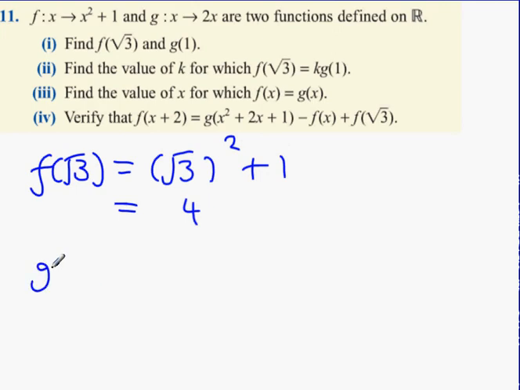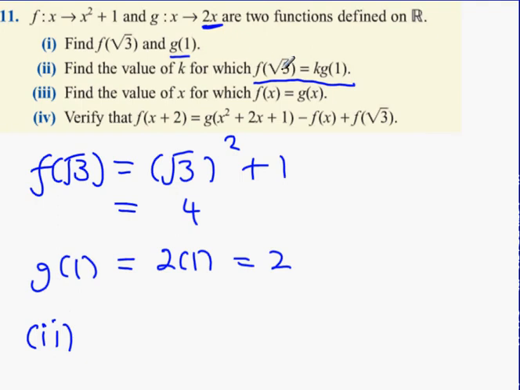What about g of 1? Whatever it is, what do you do with it? No, that's for f. For g, you multiply by 2. There's two rules. If you're asked to do the f rule, you square it and add on 1. If you're asked to do the g rule, you multiply by 2. So to do the g rule for 1, you multiply 2 by 1, which is 2. Next one. Find the values of k for which f of root 3 equals k g of 1. What is f of root 3?